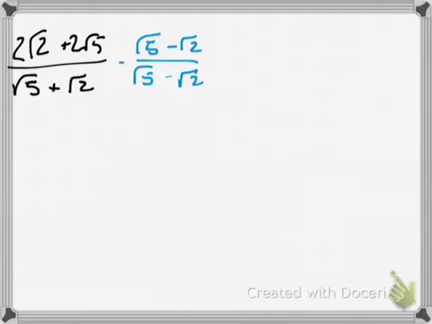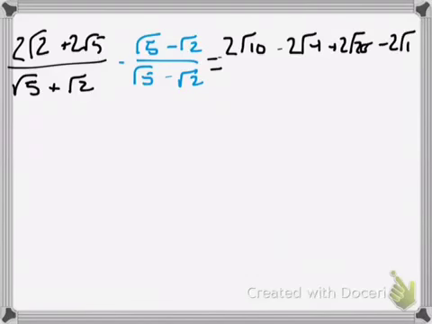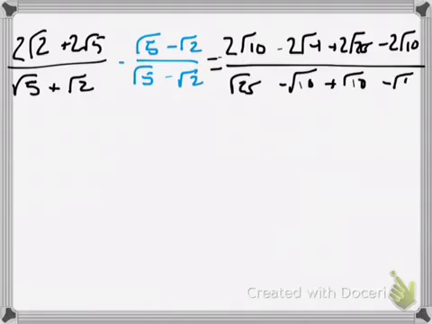And now we can do some foiling. So we'll FOIL the top. It's going to be 2 root 10 minus 2 root 4 plus 2 root 25 minus 2 root 10. In the bottom, we get root 25 minus root 10 plus root 10 minus root 4. Now there's a lot that's going to clean up here.